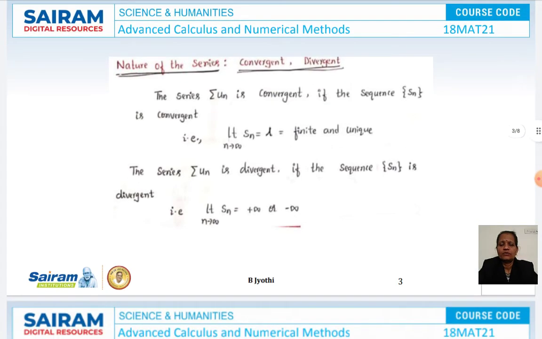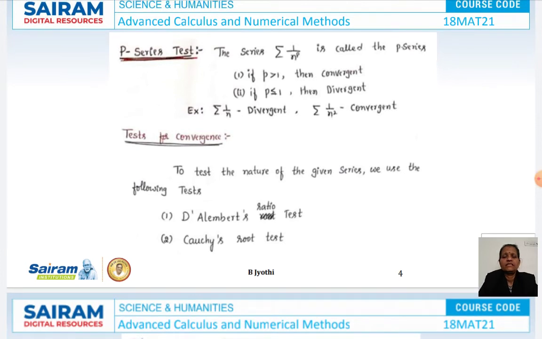Now, what is the nature of the series? We have two types of series. One is the convergent series, another one is the divergent series. The series is convergent if the sequence Sn is convergent, that is, limit of Sn is equal to L, finite and unique. The series summation un is divergent if the sequence Sn is divergent, that is, limit of Sn is equal to plus infinity or minus infinity.